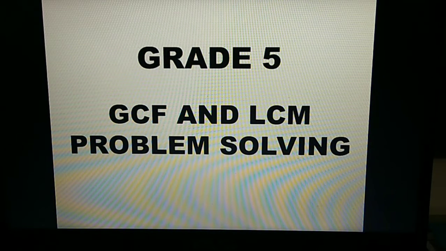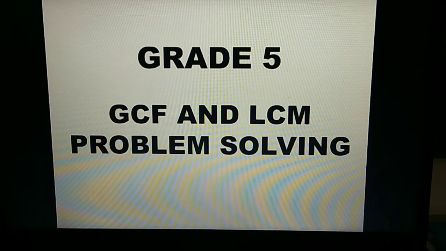Ko sa inyo ay isa sa mga topics na pang grade 5. Ito ay GCF and LCM and problem solving. Pag sinabi nating GCF, ito yung tinatawag nating greatest common factor. Pag sinabi naman nating LCM, ito yung tinatawag nating least common multiple.